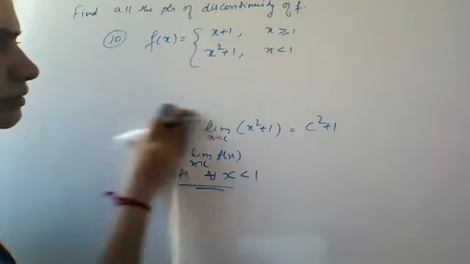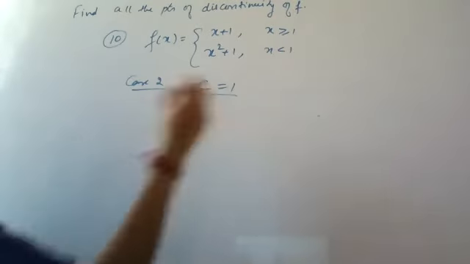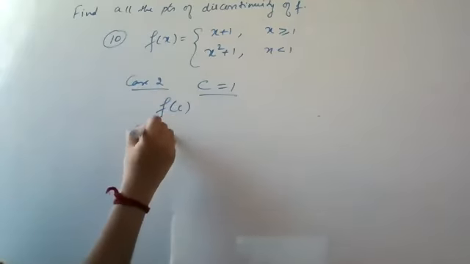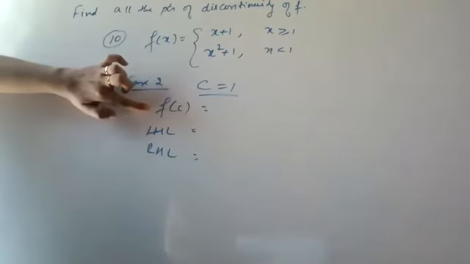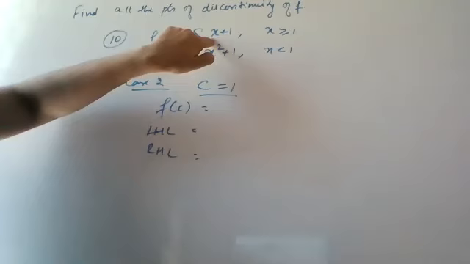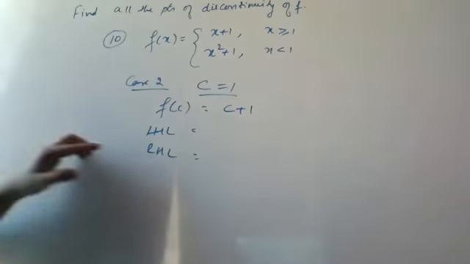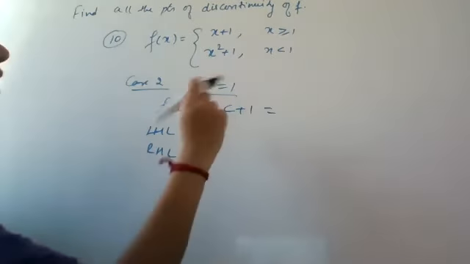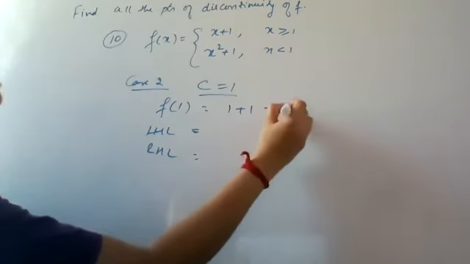Clear now? Case 2, let c is equal to 1. Now when you take c equal to 1, you have three cases at the point: LHL, RHL. f of c means what? At the point equal to, take the function where it is defined and replace that x with c. So you'll get c plus 1 here, right? Now when you have LHL, what you'll get? Sorry, that c is 1 only, no? When you have taken it as 1, you can just replace it with 1.